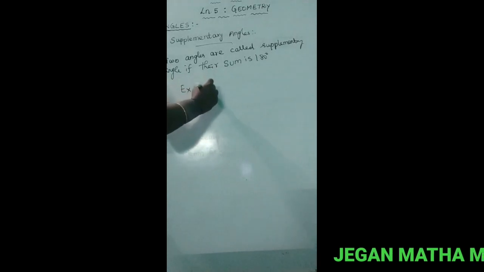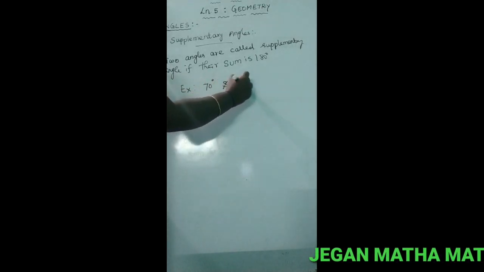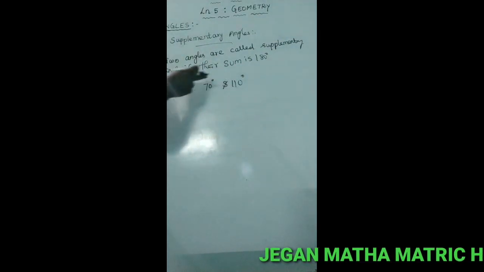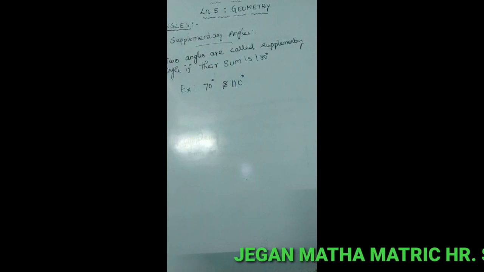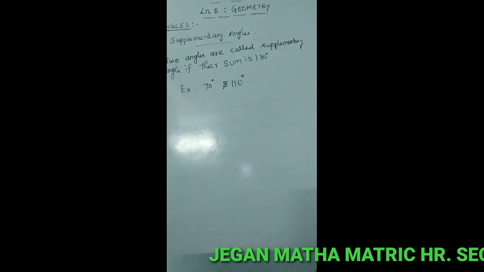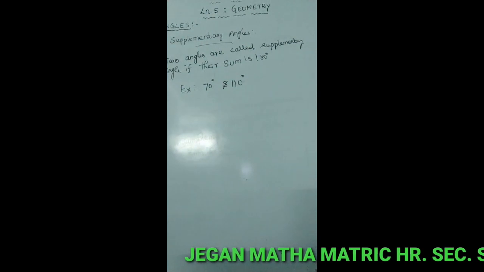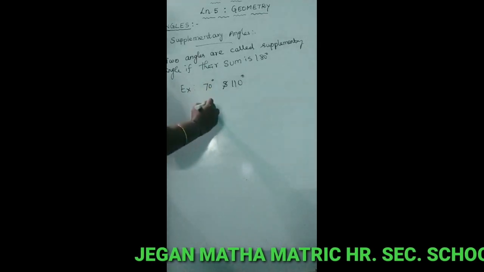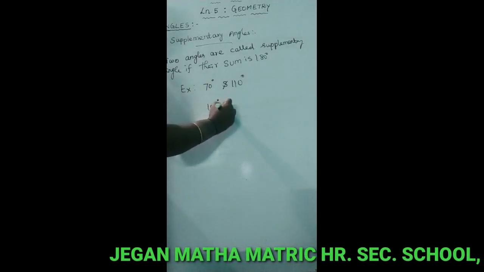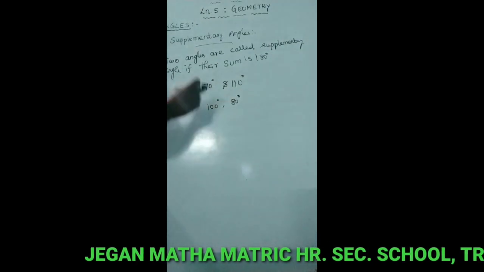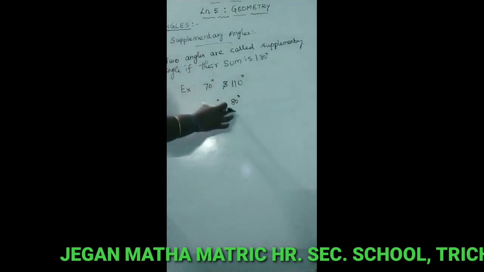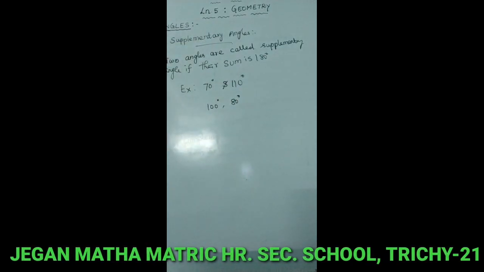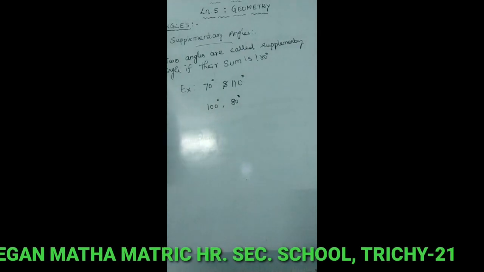One example is 70 degrees and 110 degrees. The supplementary angle of 70 degrees is 110 degrees, and the supplementary angle of 110 degrees is 70 degrees, because the sum of the two angles is 180 degrees. So this type of angle is called the supplementary angle. Another example is 100 degrees and 80 degrees. The supplementary angle of 100 degrees is 80 degrees, and of 80 degrees is 100 degrees. So this type of angle is called the supplementary angles.